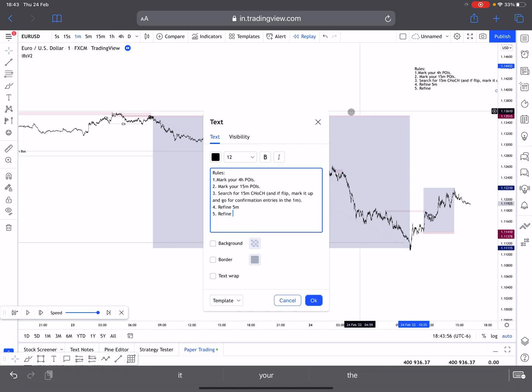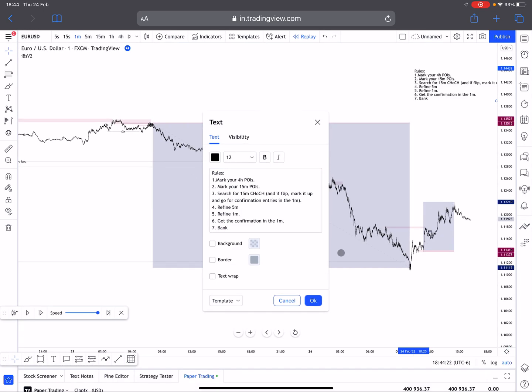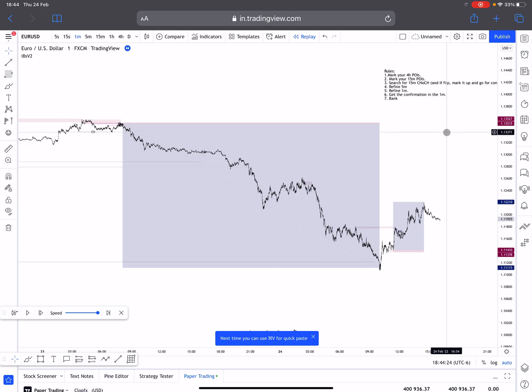You saw how I marked that, right? You have the 15 minute, the 5 minute, and the 1 minute. Just mark the 1 minute or the 5 minute. Mark them all. Refine to 1 minute and get, six, the confirmation in the 1 minute, right? And seven, bang, or however you want to call it. So those are the rules I make for y'all.